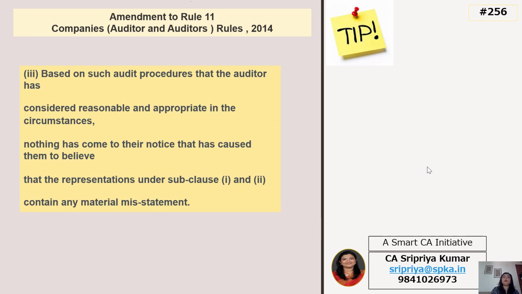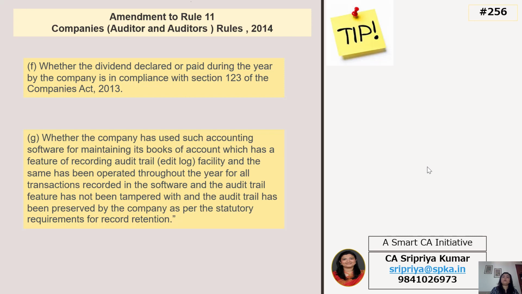This is the part that impacts us more, because the first two are representations. Based on such audit procedures that the auditor has performed, which you have considered reasonable and appropriate in the circumstances, nothing has come to your notice that has caused you to believe that the representations made in terms of funds received or funds disbursed contain any material misstatement. This is the most important change.